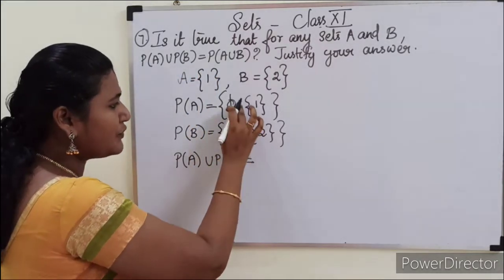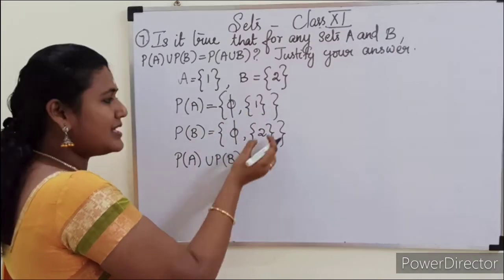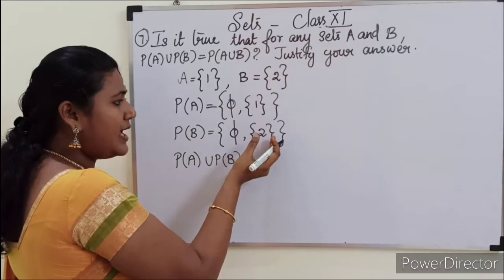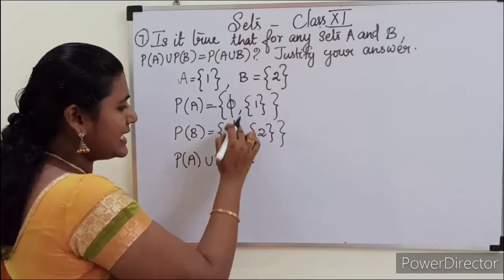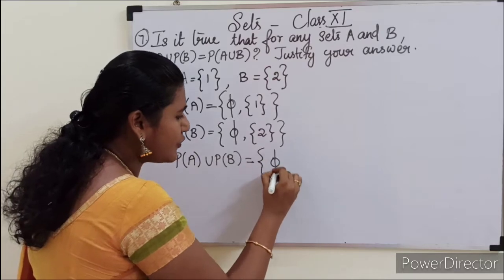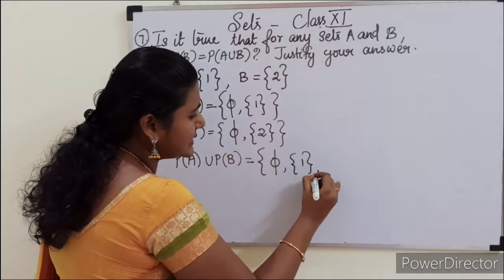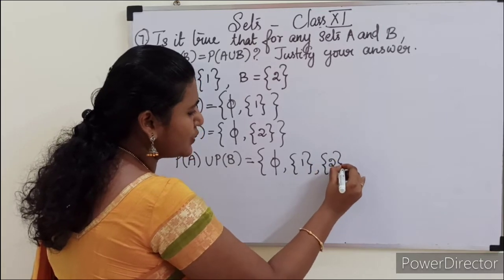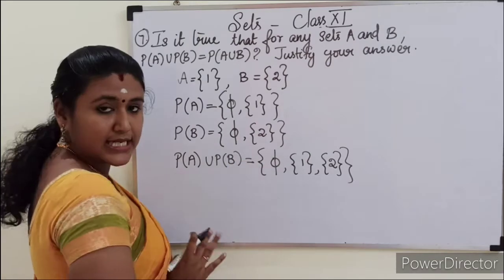That is, we have to find the union of these two sets. Union means elements of A or B, with a common element being taken once. Here, the null set is the common element, so we will take it one time, along with the other elements, that is set {1} and set {2}. So this is our P(A) union P(B) set.